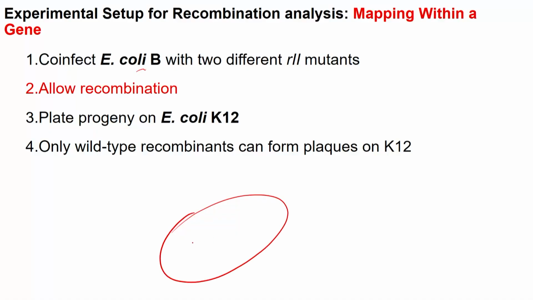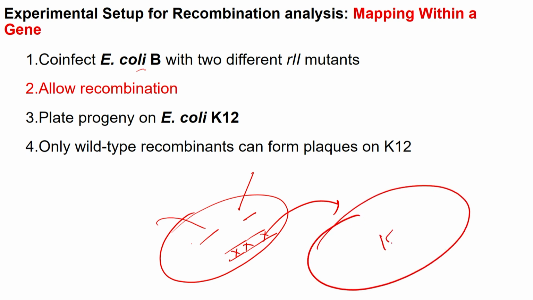So what was his experimental setup? He co-infected E. coli B. Remember, E. coli B is something where R2 mutants can grow, right, and then allow the recombination. So in the E. coli B, he co-infected the 2 different R2 mutants and then allowed them to recombine, right. They recombined and he collected these recombinants, and after collecting these recombinants, what he did, he infected them into K12. So this one was B and this is K12.